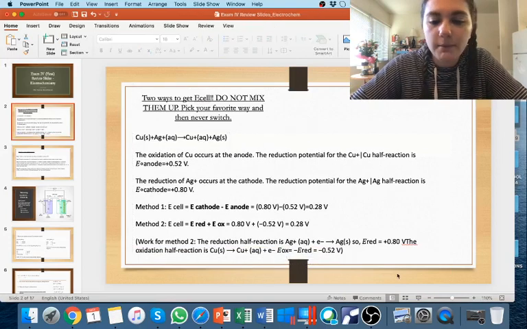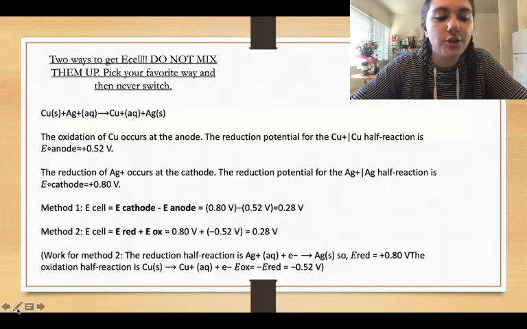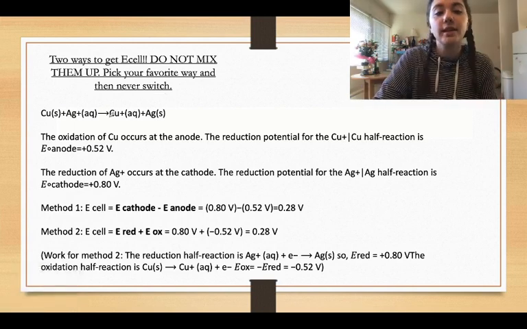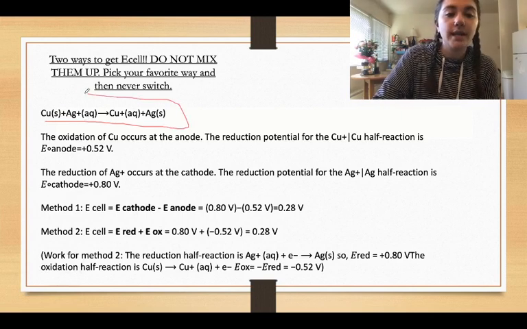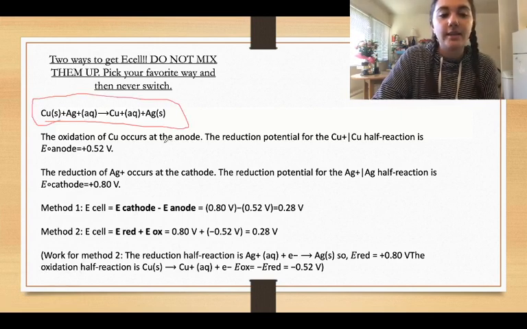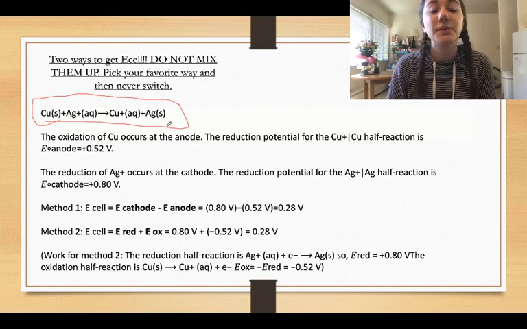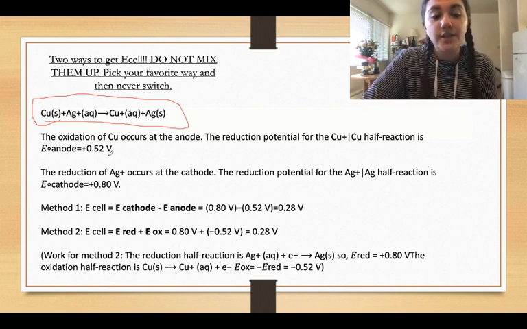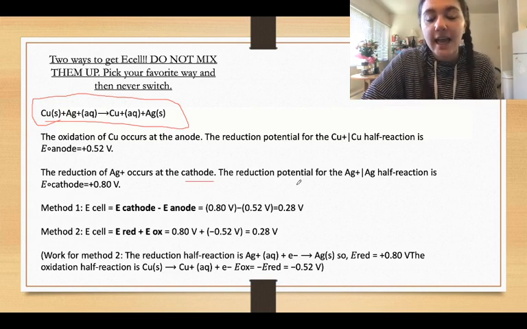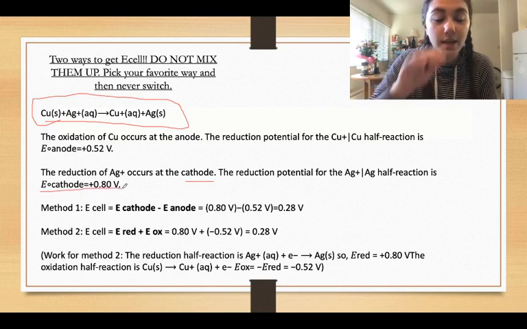Okay. The one thing I wanted to go over first is that there are 2 ways to get Ecell. I don't mind which way you do it, just pick the one that you like. In this example, I have copper and silver. Copper is losing electrons, therefore it is oxidized, and silver is gaining electrons, therefore it is being reduced. So the reduction of the silver will occur at the cathode, red cat, and the half reaction of the cathode is plus 0.8.